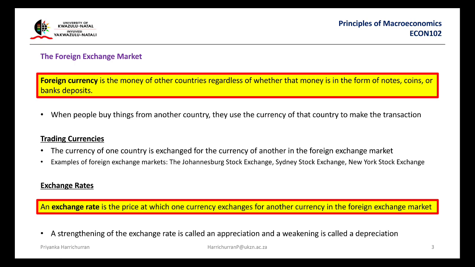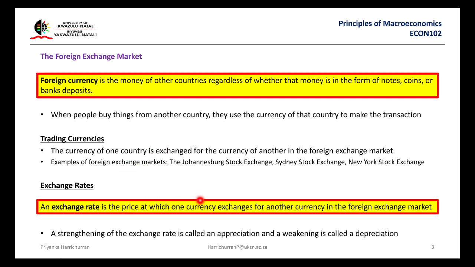Now, a foreign currency is a currency that is not in your country. So, like a dollar, a pound, all that is not rand. So, obviously, it's a foreign currency. Now, trading currency, the currency of one country is exchanged for another currency. So, when you're trading currencies, you're basically taking a rand and paying it in the foreign exchange market, and you basically get a dollar.